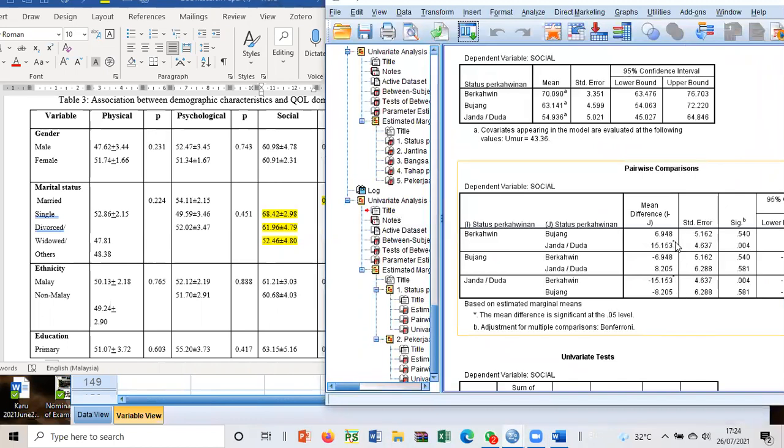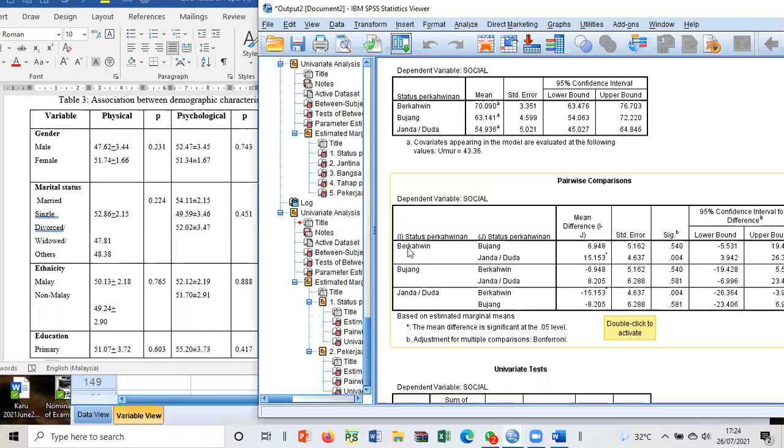The asterisk sign indicates pairwise different. How many asterisk signs are there? There are two. This is between Kawin, gender, Kawin. The duplication, right? So only one pair is different. You can see the p-value less than 0.05.